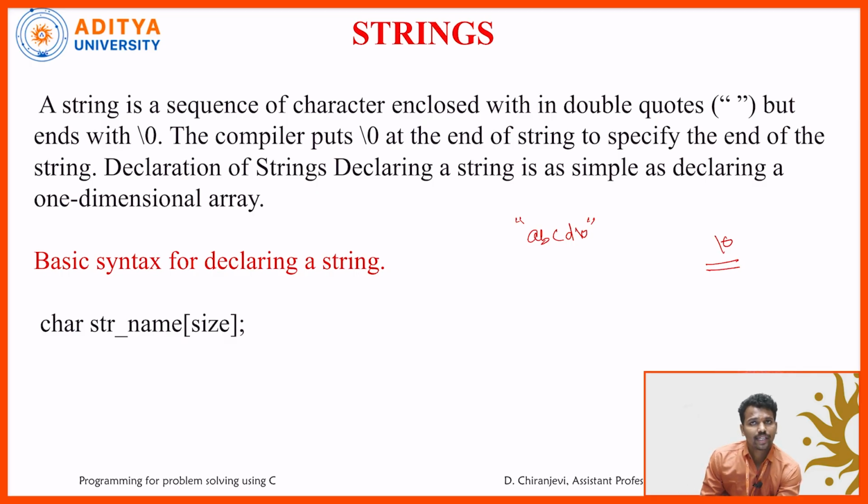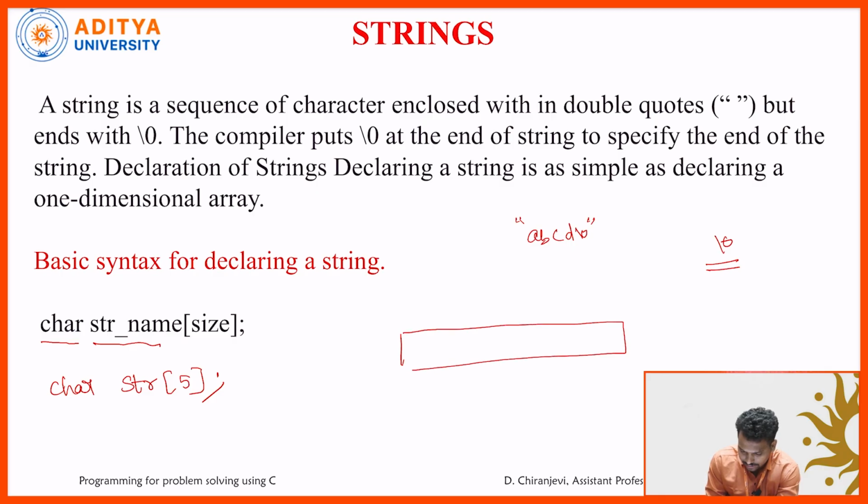The declaration of a string is very simple, just like a one-dimensional array. A string is declared with the help of the char data type. First you specify the char data type, then the string name, then the size. Let's declare a string: char str[5]; If you declare it like this, memory will be allocated immediately for this str string. The size is 5, so the indexes are 0, 1, 2, 3, 4.